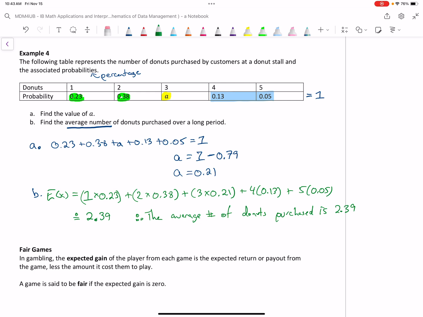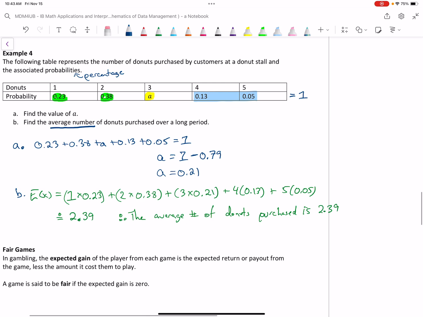If I was to just look at something specific, like let's say 50 people came in, and it was like, how many times would you expect them to purchase 2 donuts? So it's taking all the same information. 50 people came in, and how many times would you expect them to purchase 2 donuts? That's not looking at the overall expected value. It's looking at one specific outcome.